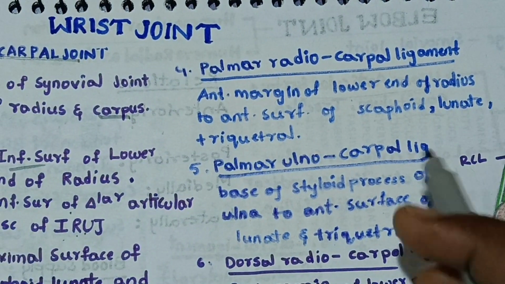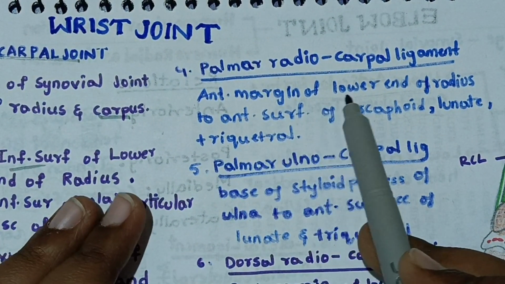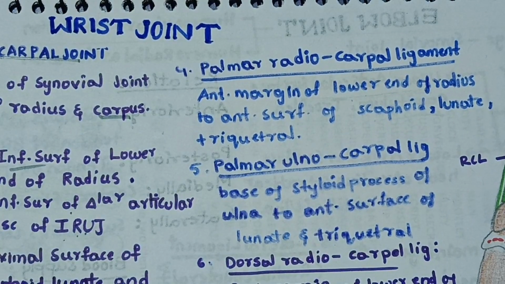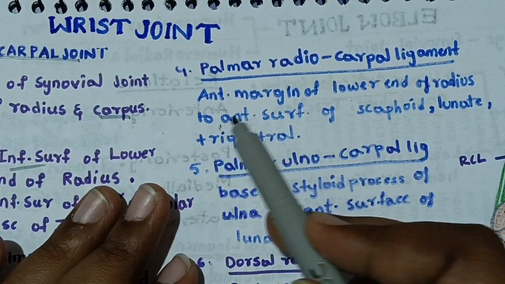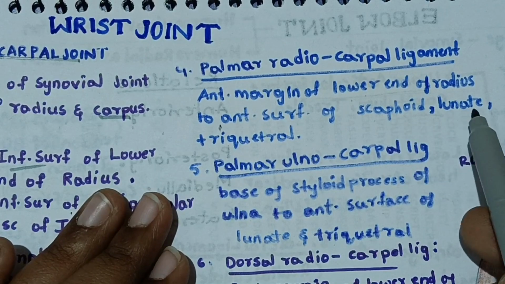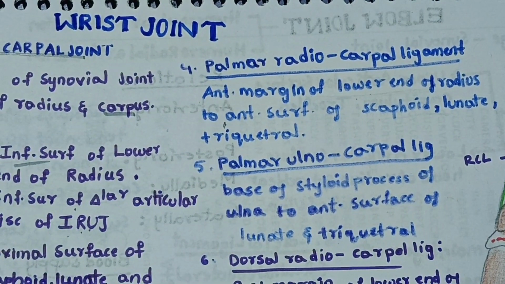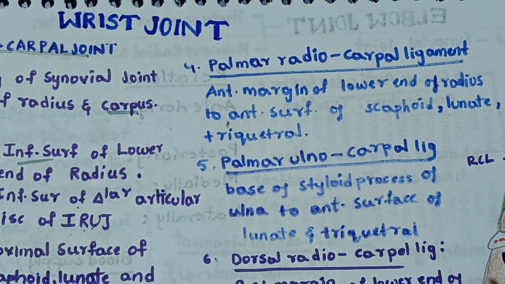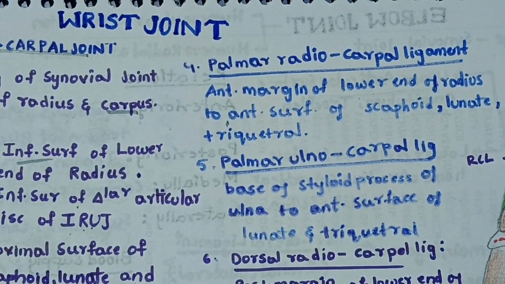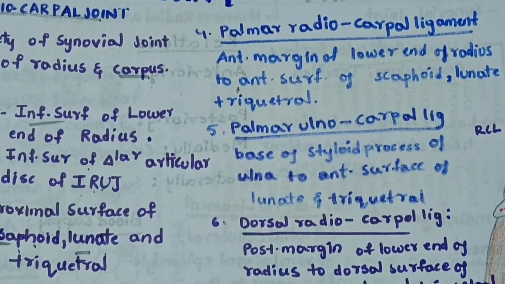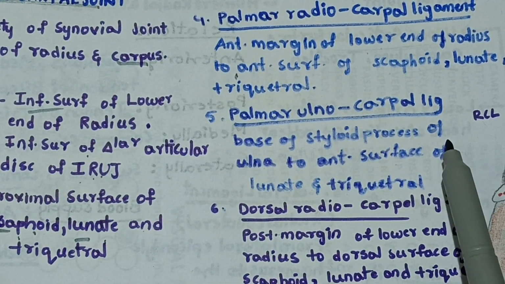What is it? It is extending from the anterior margin of the lower end of the radius to the anterior surface of the scaphoid, lunate and triquetral. These are the proximal carpal bones. Now, the fifth ligament is the palmar ulnocarpal ligament.